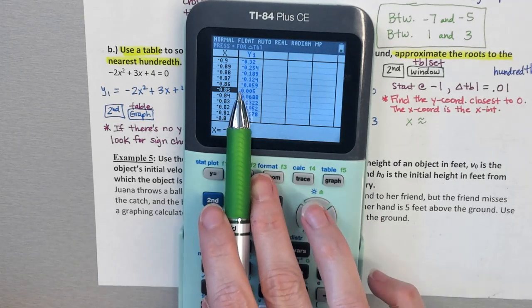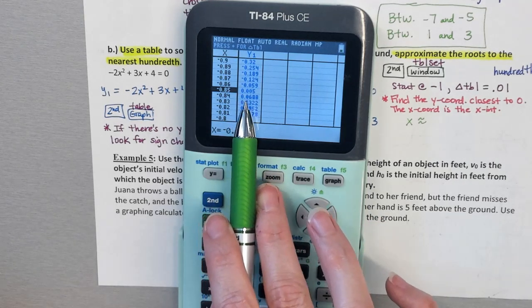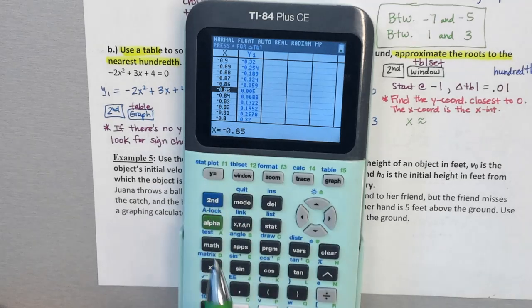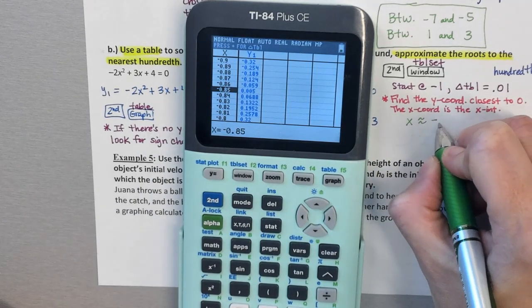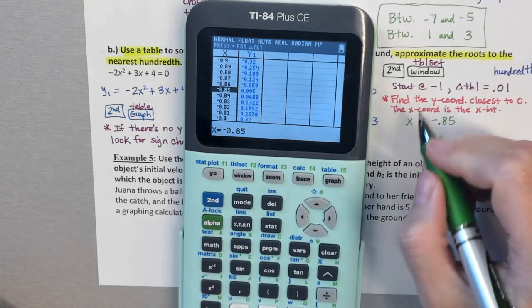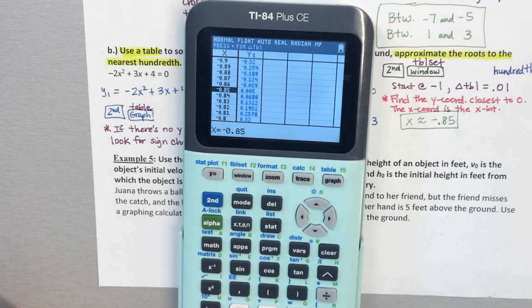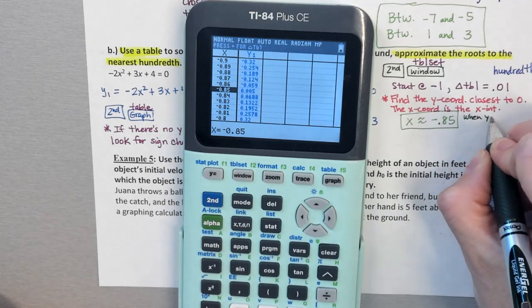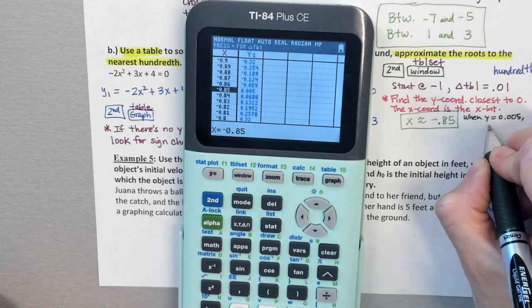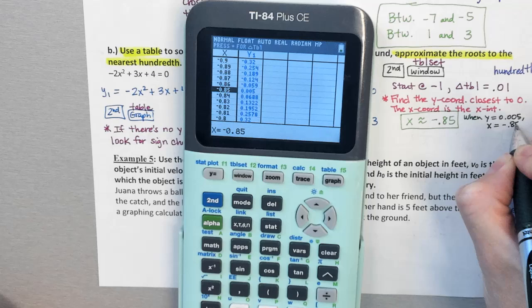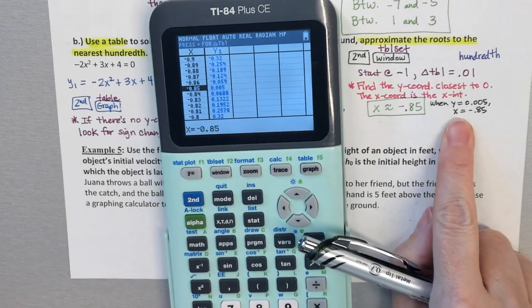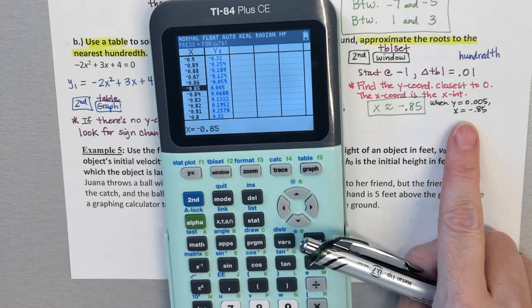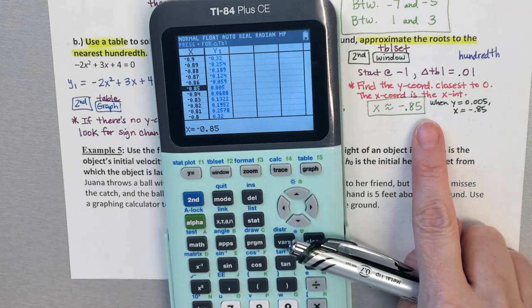Yep, so look, here you have negative 0.05, and then you have 0.005, and then 0.06. So the one closest to 0 is here. So your answer is the x-coordinate, which is negative 0.85. And that was when y was 0.005, x was negative 0.85. So it does not have to be exactly 0. In fact, you're rounding, so it won't be. You just have to find the one that's closest to 0. And this is going to be one of two answers.